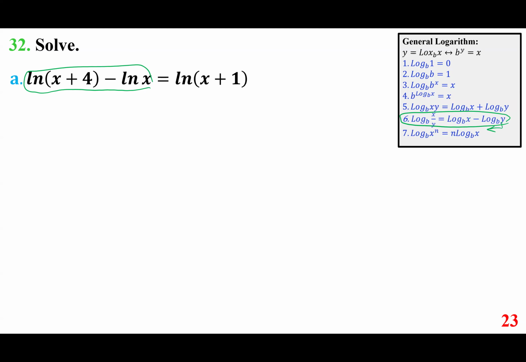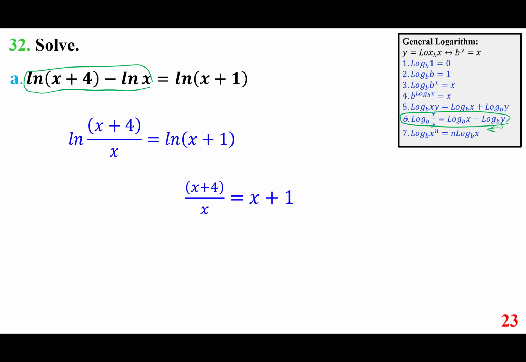we use number 6, the quotient rule, and we make it ln of x plus 4 over x. The right side, we don't have to do anything because it's a single log. Since they have the same base, they must have the same argument. And we do cross product. The product of these two is x plus 4. The product of these two is x squared plus x.